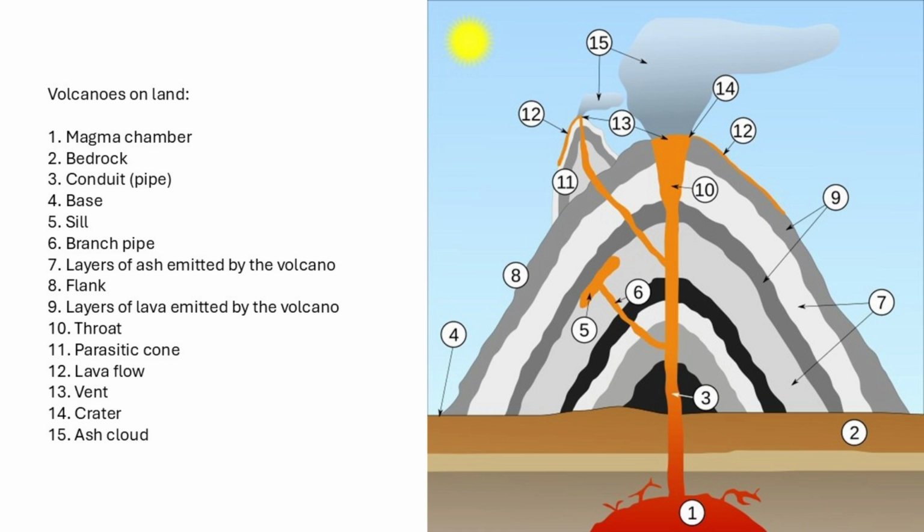So this is kind of just an average diagram of a volcano. And I also want you to note the ash clouds. So volcanoes typically produce a lot of ash as well as poisonous gases.